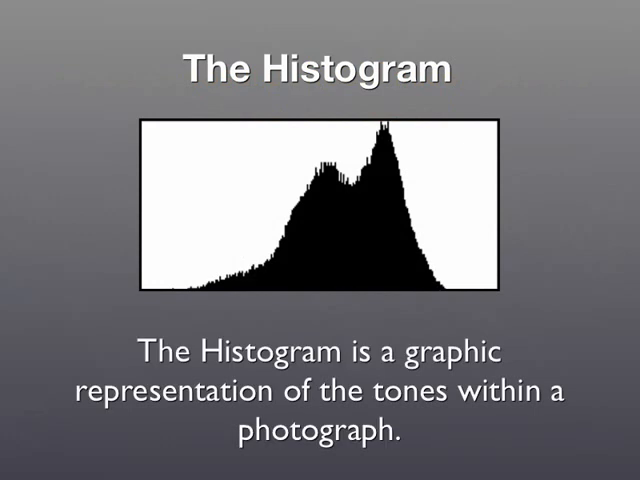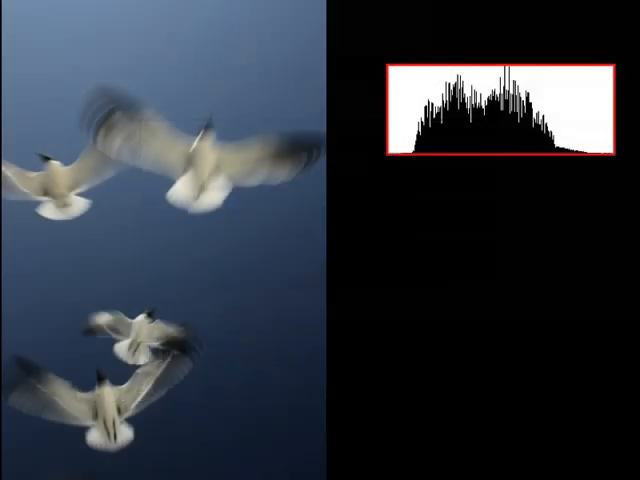So, what is a histogram? Well, it's a graphic representation of the tones within a photograph. So what exactly does that mean? Well, it means that the tones are distributed from right to left according to how bright or dark they are, and from top to bottom by how much of that particular brightness is within the scene.